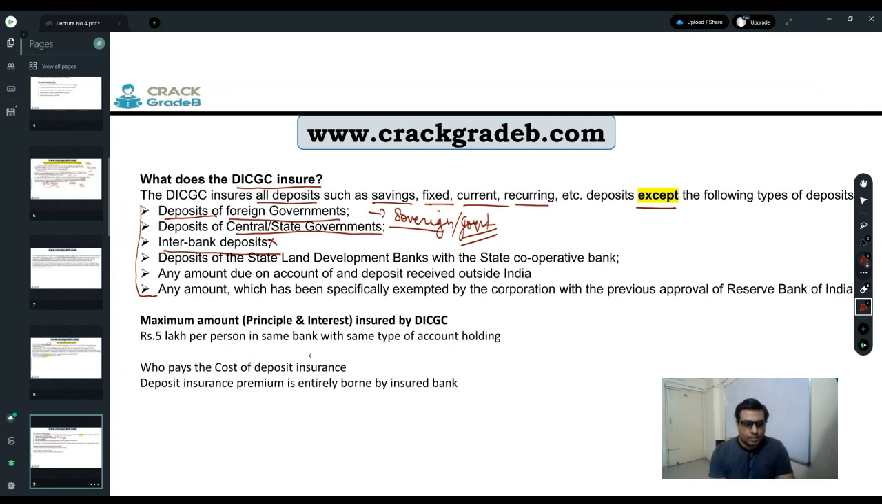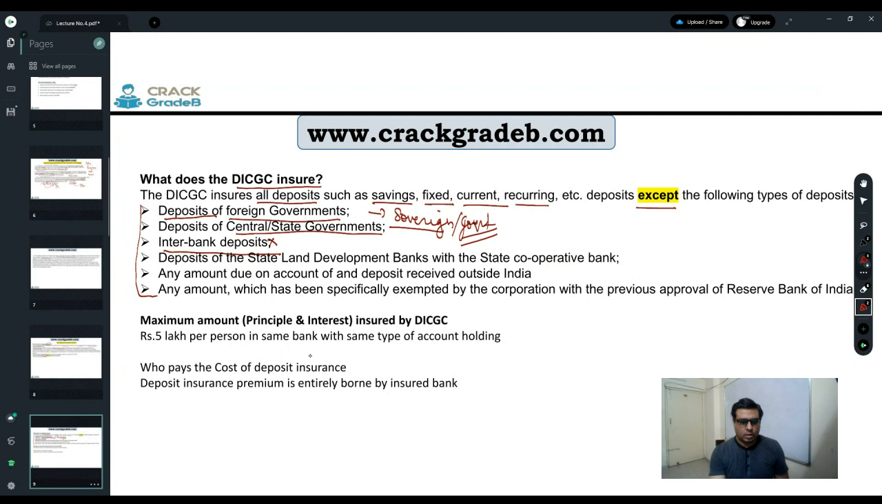Next is deposits of state land development banks with state cooperative banks. State land development banks are part of the cooperative banking structure. We will discuss that, but as of now, keep this in your mind: anything which is directly related to the government is not going to be insured by DICGC.